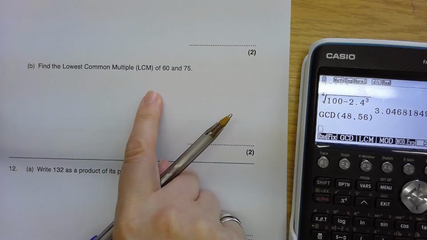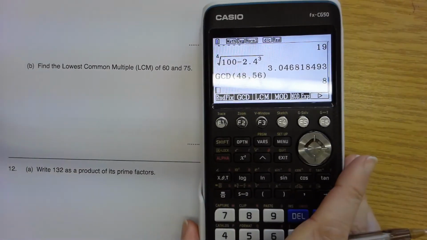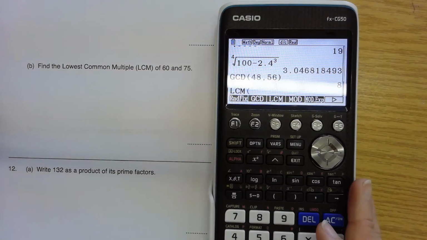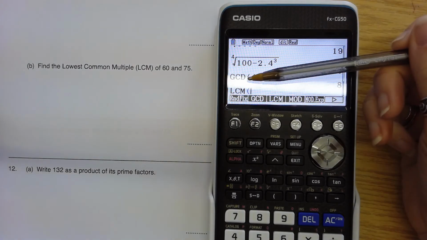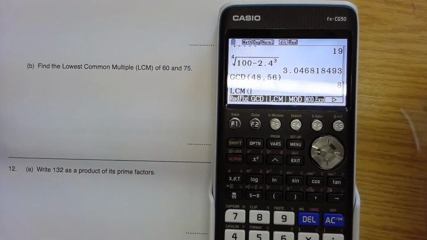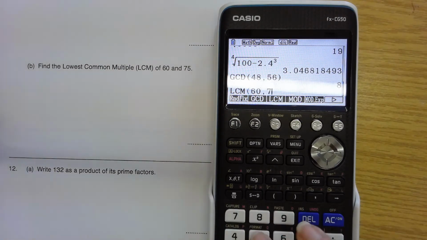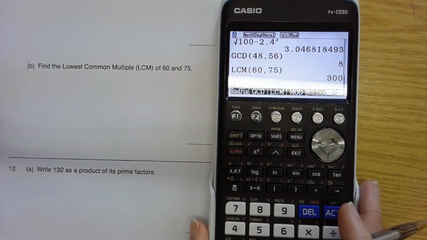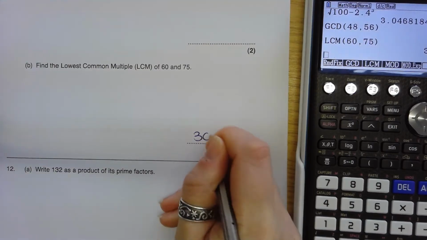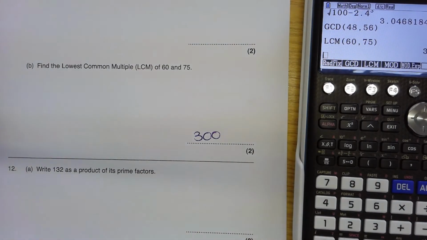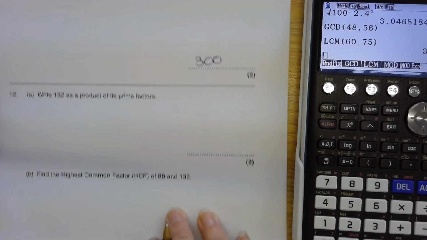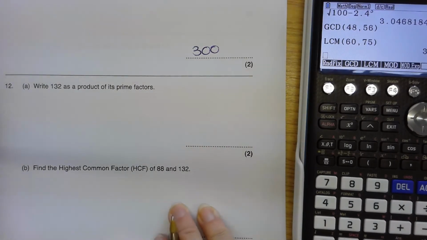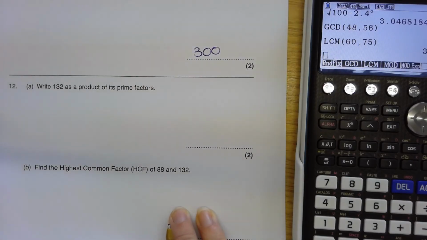Turning over, this next one here is the lowest common multiple. Now as I still have that on my screen, that's really handy. Lowest common multiple, exactly the same setup as finding my highest common factor. I enter the numbers 60, 75, close my bracket, and it tells me that the lowest common multiple of 60 and 75 is 300. Doesn't have the method marks, but it does show me how to do that. So that is how you do the lowest common multiple and the highest common factor on the Casio fx-CG50. Thank you.